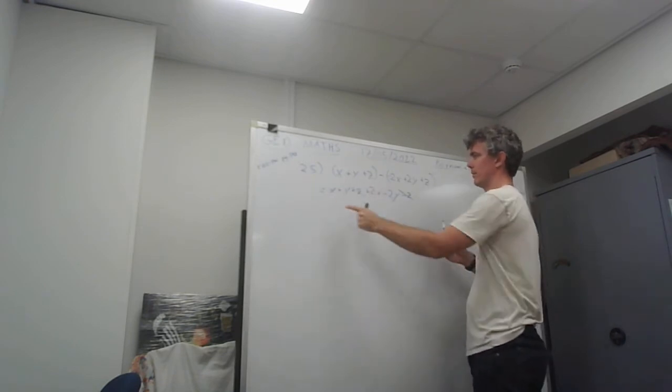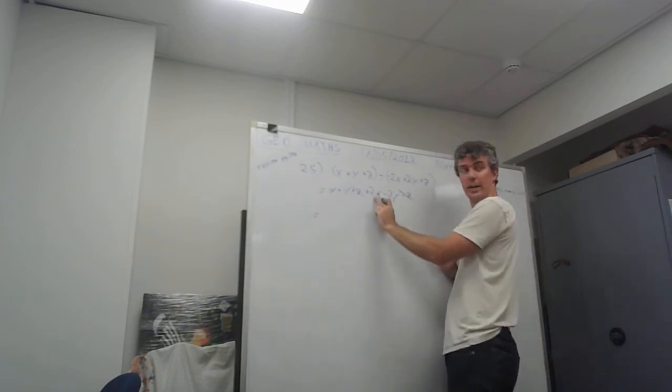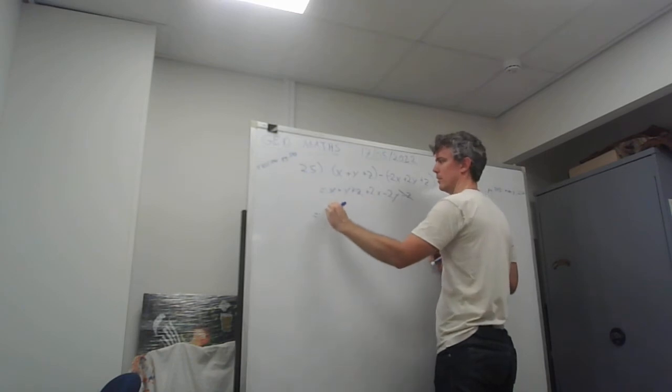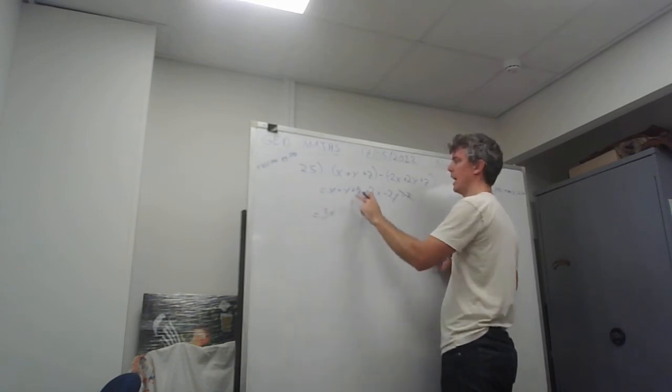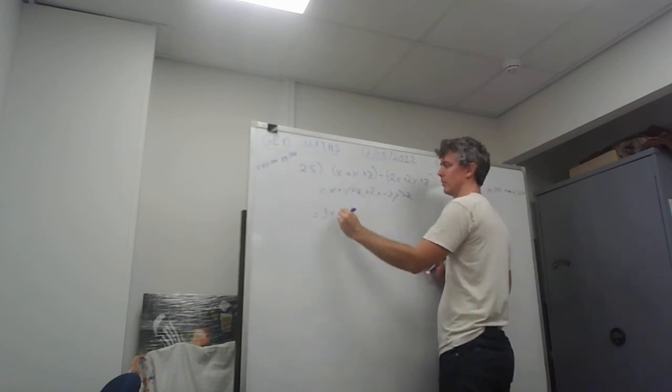And then we have x's and y's. Here's x plus 2x becomes 3x, and here y minus 2y is minus y, because 1 minus 2 is minus 1.